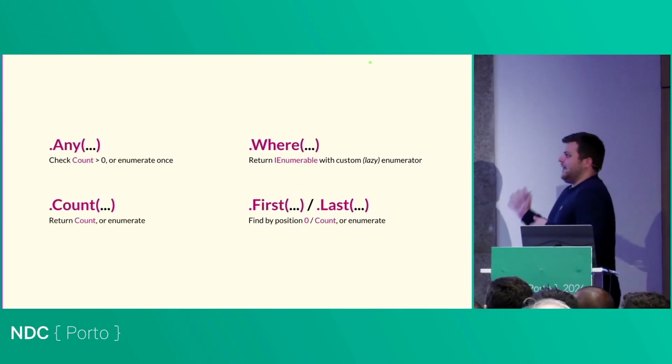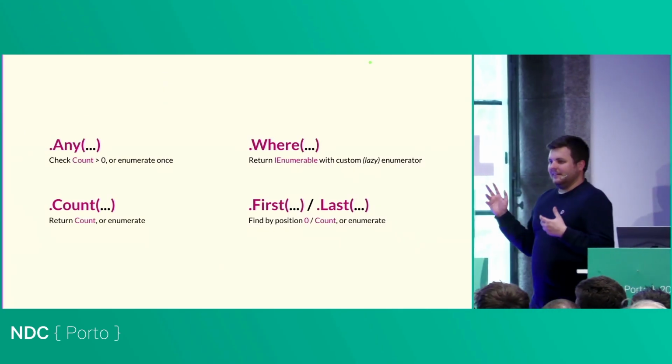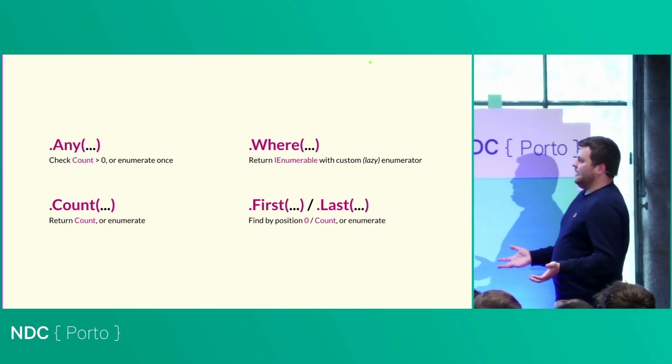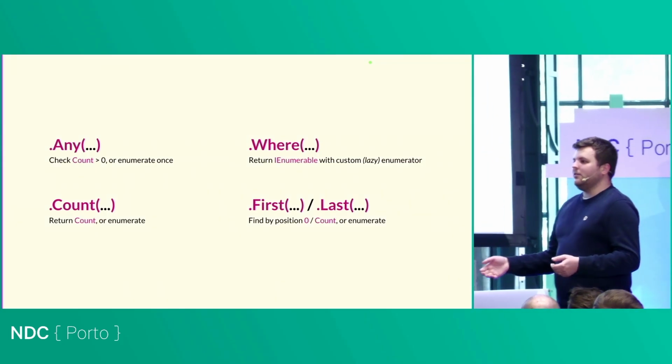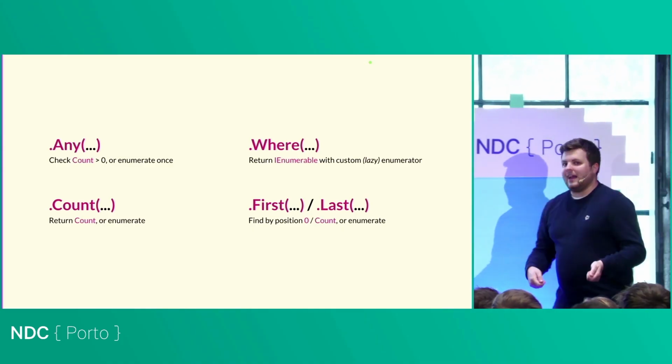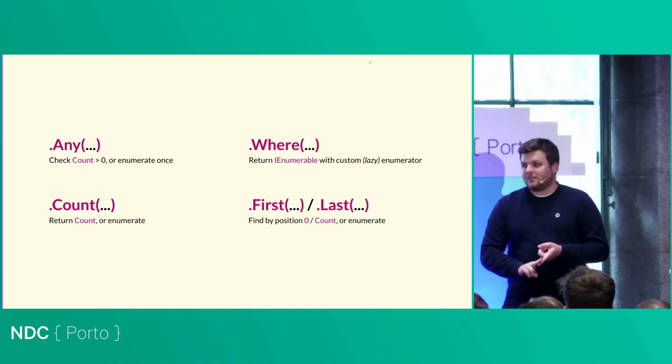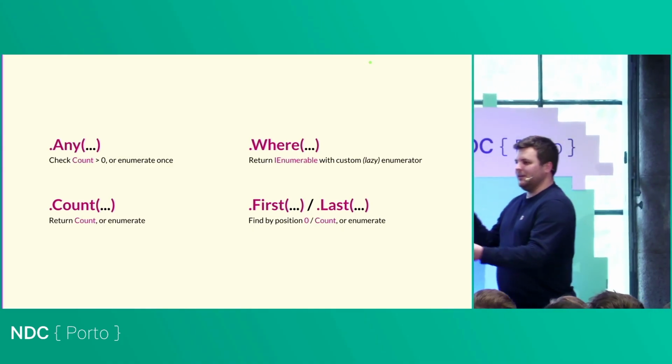Any, Where, Count, First, Last. And these are really handy because we don't have to know exactly how these collections work under the hood. We don't need to know the fact that an array has lengths, whilst lists has counts, whilst they all have different properties.